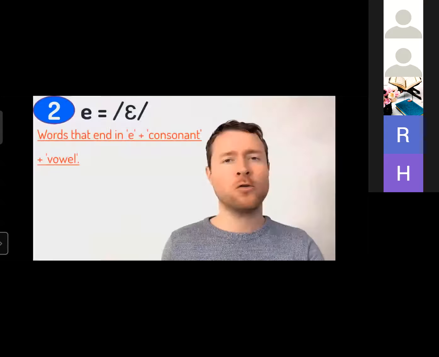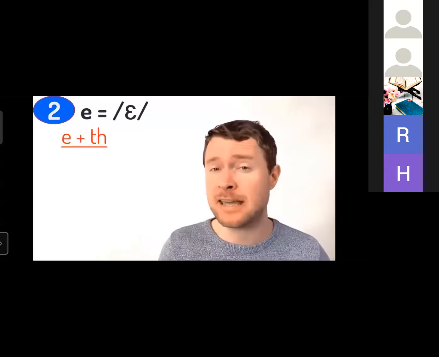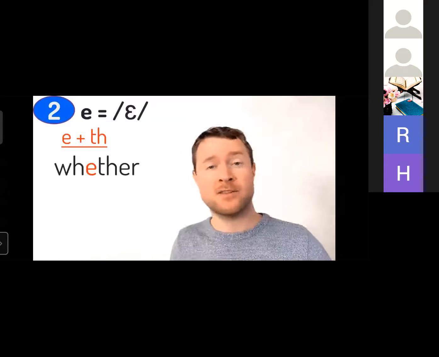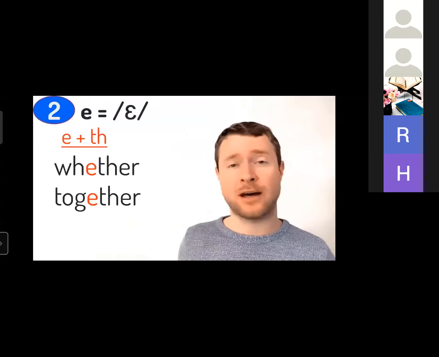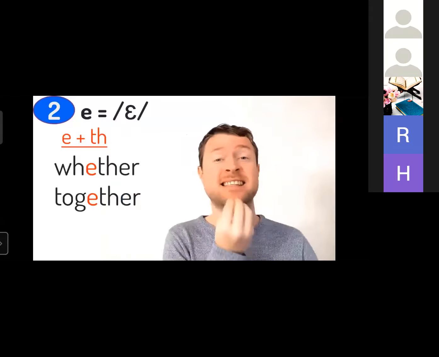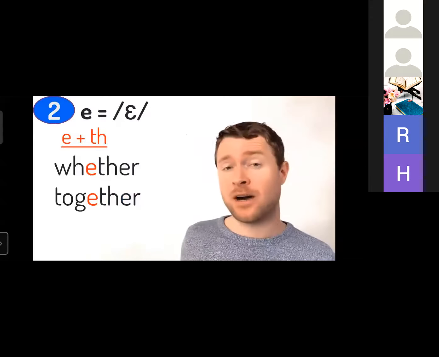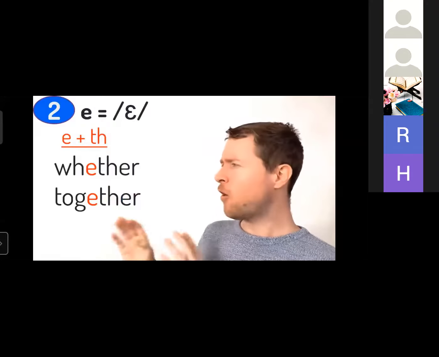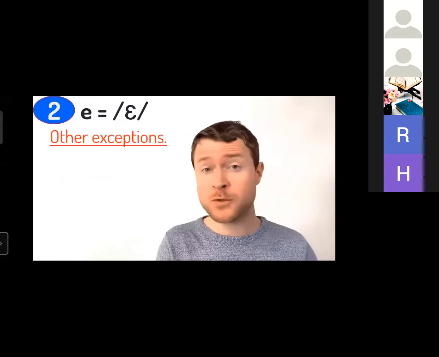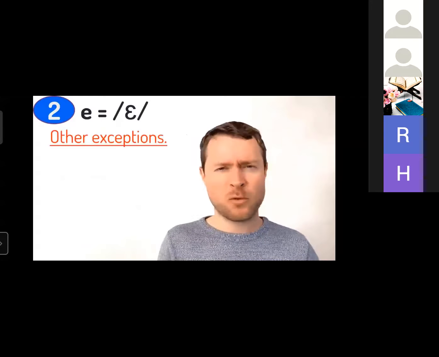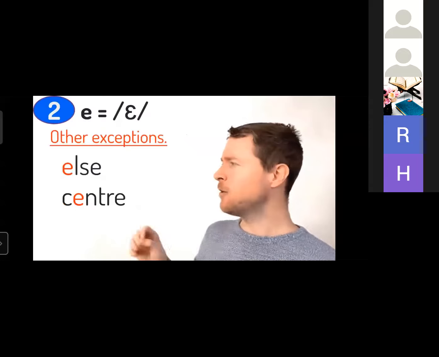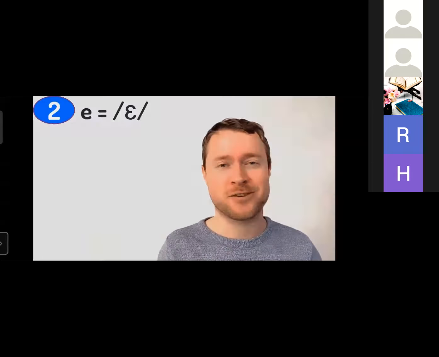Also, you'll find this in words where the letter E is followed by TH. Things like weather, as in whether it rains or not, and together. They both have the letter E followed by TH. Often in words like that, the letter E is pronounced E. Other exceptions where we also pronounce the letter E as E are words like else and center. Both of these have that E pronunciation.